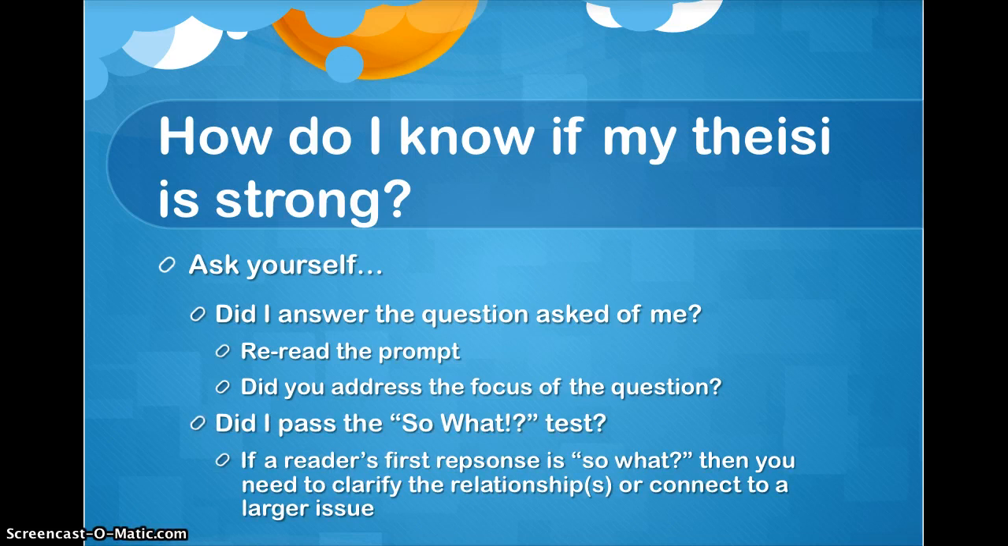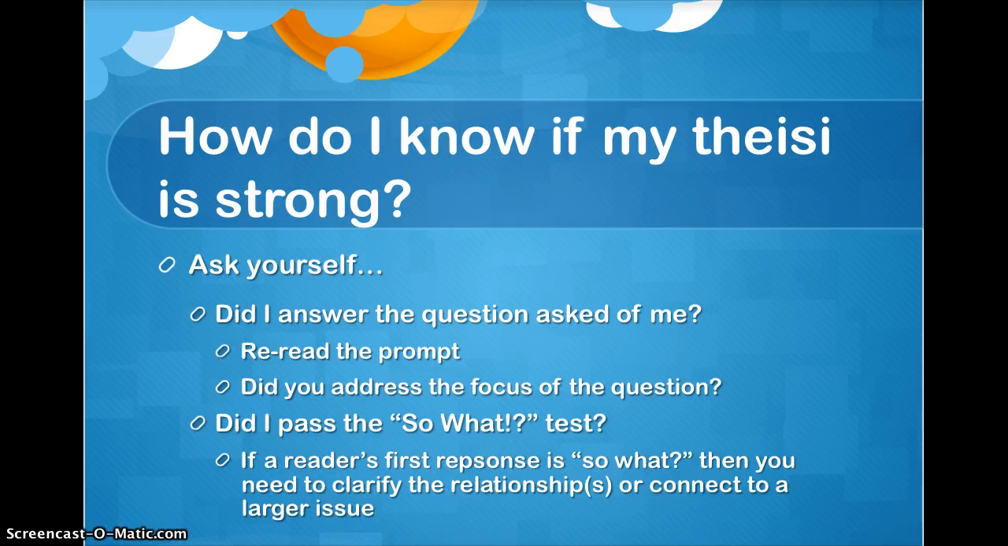The next thing, and this is not very difficult, but it's one of the really confusing things, is did you pass the so what test? Okay, if someone reads your thesis statement and they're kind of like, so what? Why should I care about this religion? If that's the first thing that pops into their head, your thesis statement did not address things in a way that makes your audience want to keep reading.